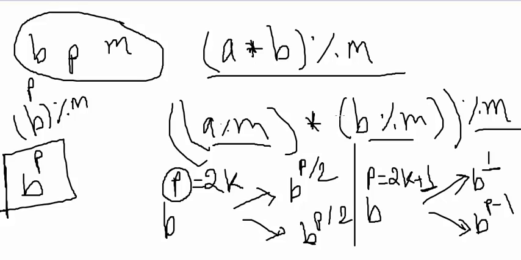So this is the technique that we are going to use to find the value of b to the power p mod m. Another thing is, after we split b to the power p in two parts, b to the power p by 2 and b to the power p by 2, what will we do? We are doing this because p and b can be too large. So what if p by 2 is also large?